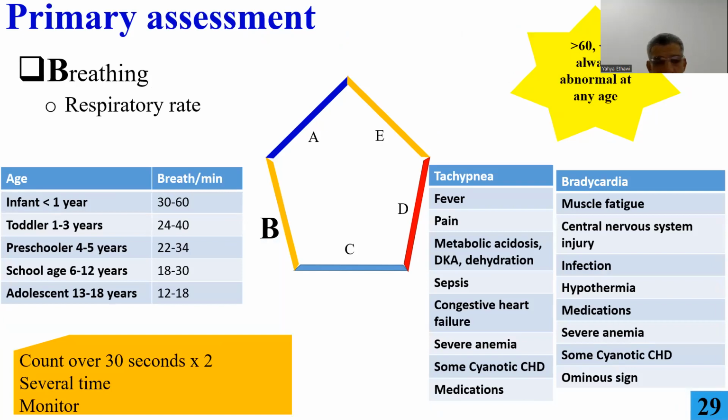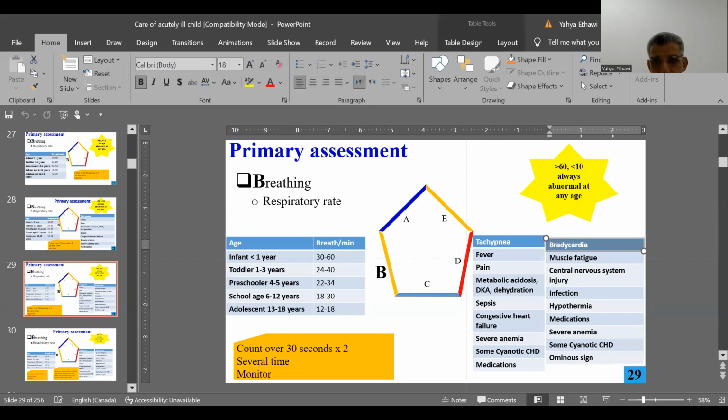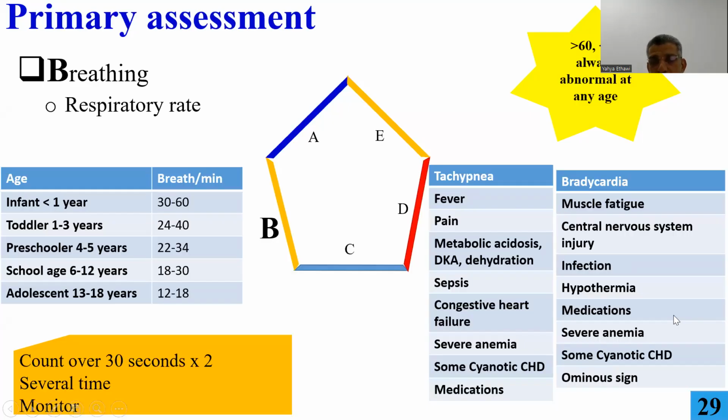The bradypnea, not bradycardia, sorry, this is wrong. Anyhow, I will change it later. This is bradypnea, not bradycardia. Causes: muscle fatigue, central nervous system injury, whether poisoning or trauma, infection, hypothermia, medications, severe anemia, some cyanotic congenital heart disease. And remember, bradypnea is a very ominous sign, because after that you will go to gasping and agonal breathing.